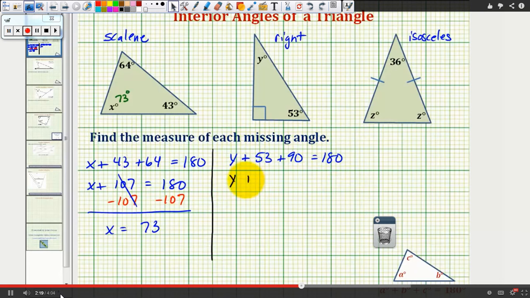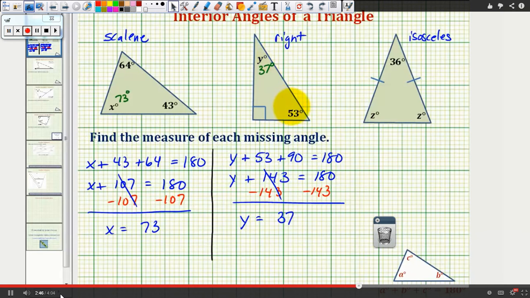So we have y plus, this would be 143 equals 180. Subtract 143 on both sides. And we have y equals 180 minus 143, which is 37. Therefore, the measure of the missing angle is 37 degrees.